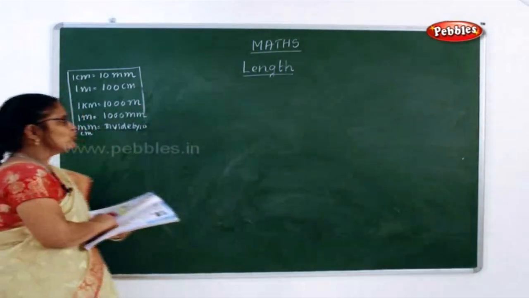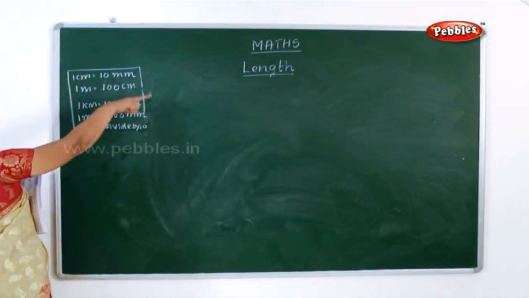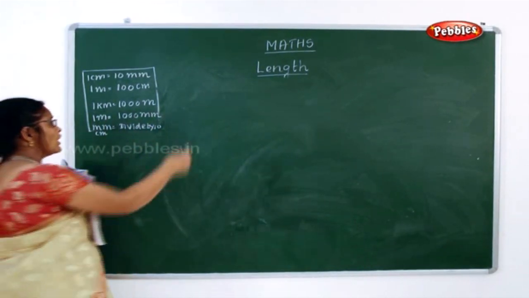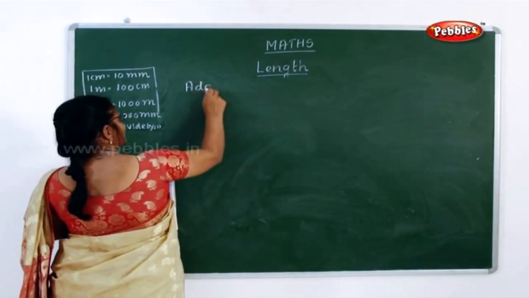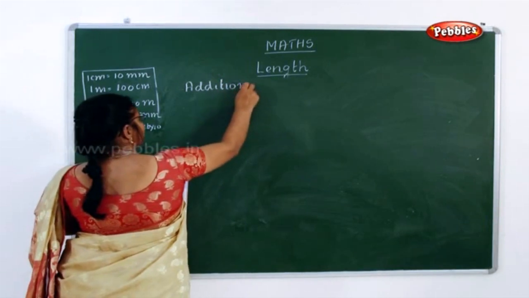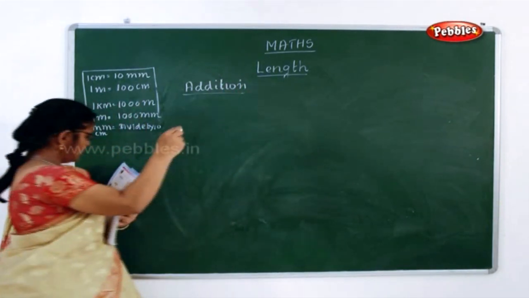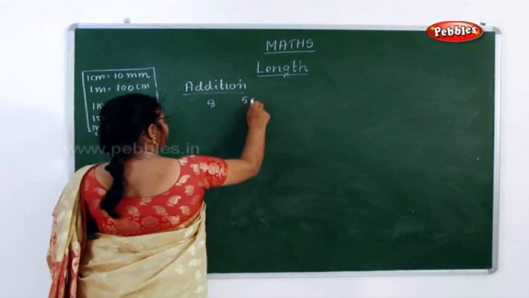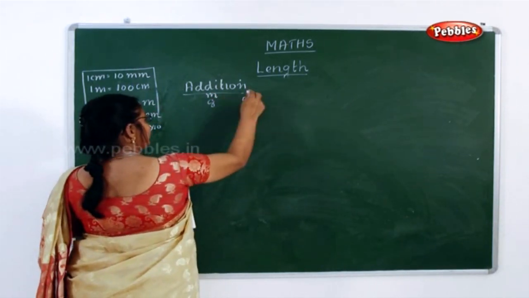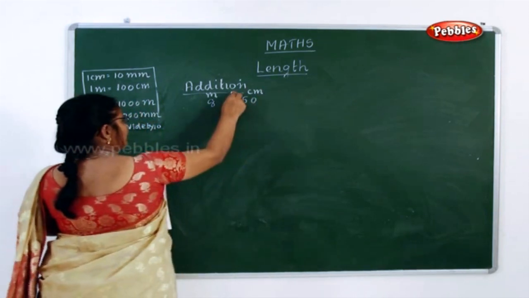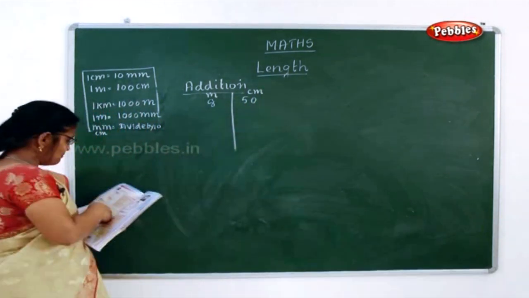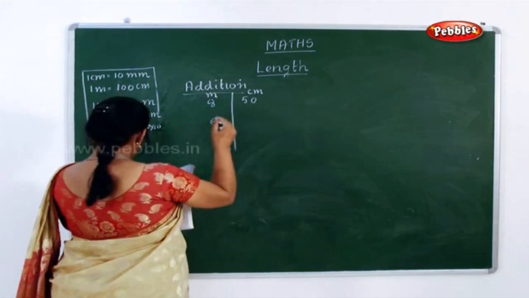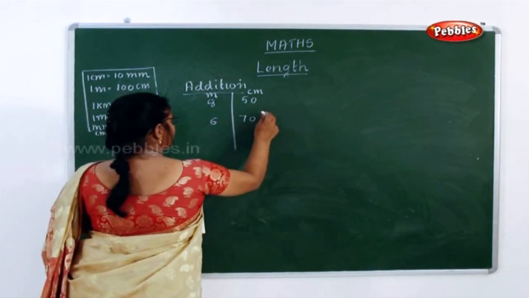See, now you were converting centimeter to millimeter, meter into centimeter, all this you are doing. Now addition, you are going to do addition now. See, now 8 meter, 50 centimeter. So this you have to write like this, here meter and centimeter. 8 meter and 50 centimeter, 6 meter and 70 centimeter.